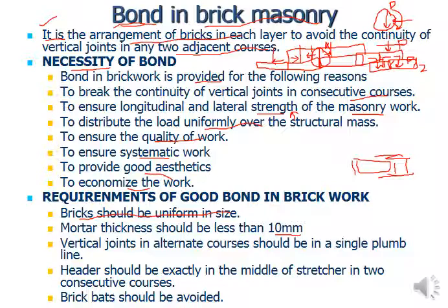Vertical joints in alternate courses should be in a single plumb line. That's what I have told you, perpends. In the definition part, the first part of the fourth lecture, we have discussed the definition of perpends. So what are perpends? Perpends are the perpendicular line joining the vertical joints in alternate courses.